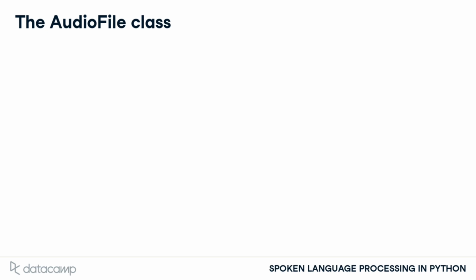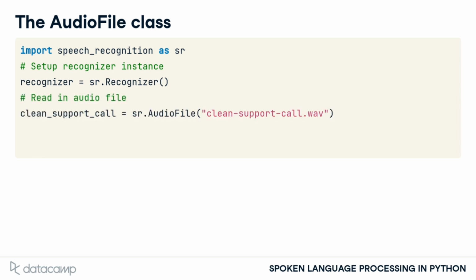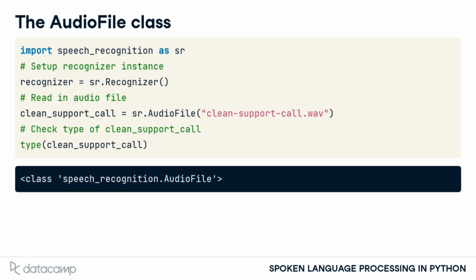To begin, we import the speech recognition library and instantiate a recognizer instance as before. Then, to read in our audio file, we access the AudioFile class and pass it our audio file name and save it to a variable. In this case, our audio file variable is called clean_support_call. Now, if we check the type of clean_support_call, we can see it's an instance of AudioFile.